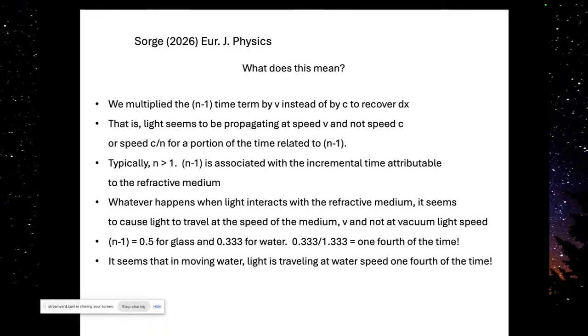And what's really interesting is, n-1 is 0.5 for glass and roughly 0.333 for water. So, the refractive index of water is 1.333. So 1/4 of the time, light seems to be associated with the obstructions, and the other 3/4 of the time racing through vacuum. I haven't seen that as a model that anyone's presented. And what could it be doing 1/4 of the time?